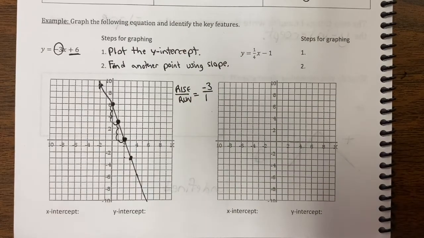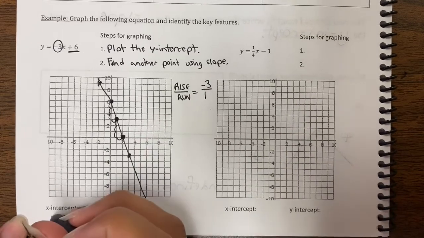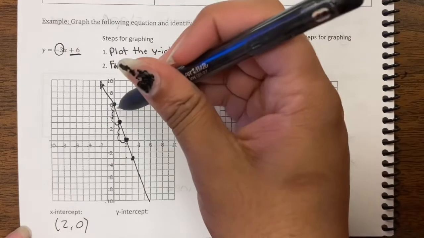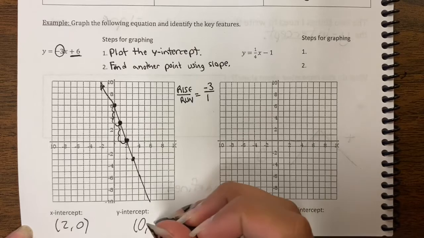Our x-intercept is at 2, 0, and our y-intercept is at 0, 6.